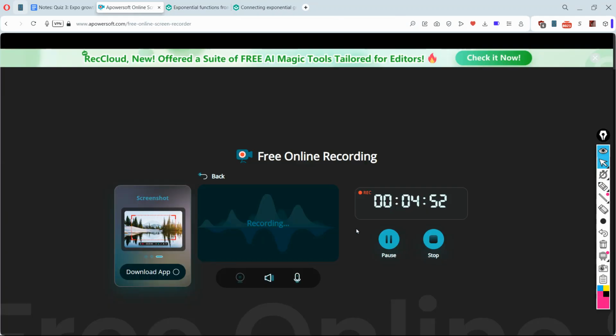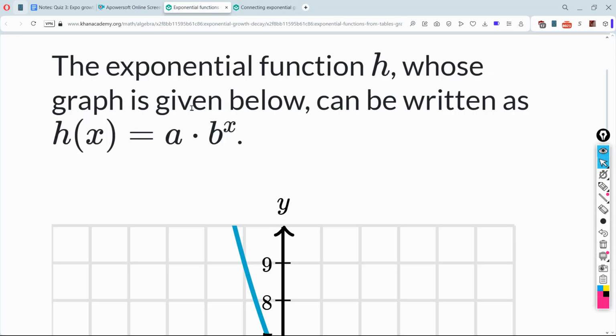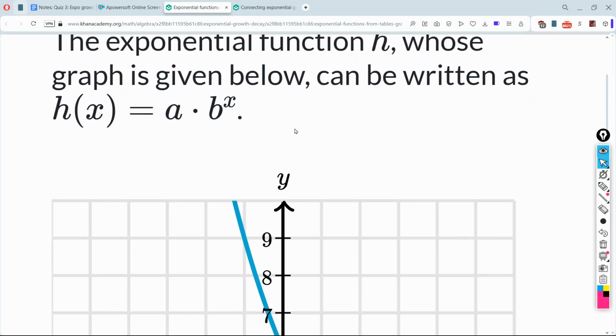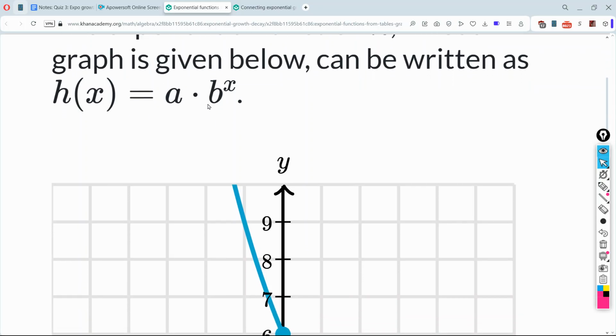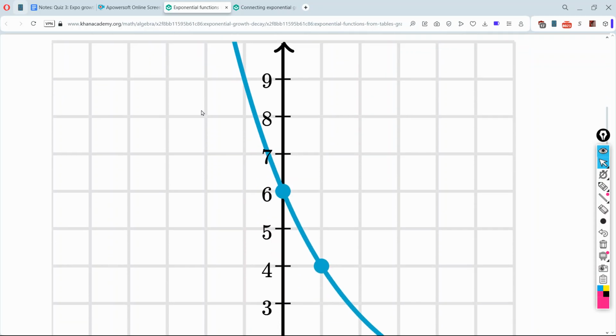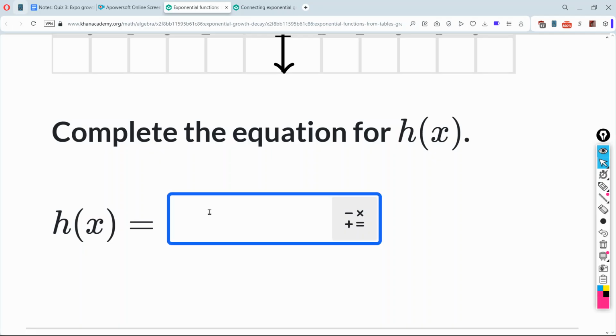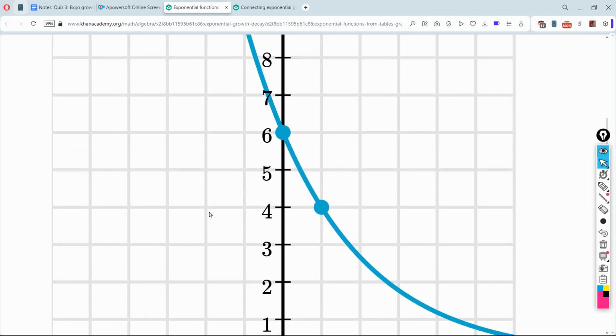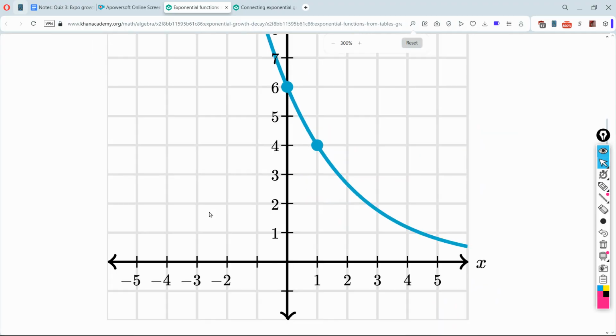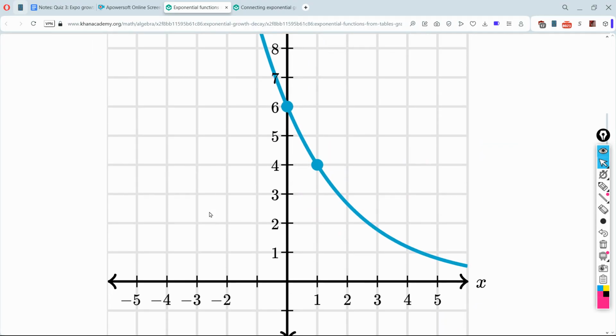All right, the function h, whose graph is given, can be written as h of x equals a times b to the x. Again, this is just y equals a times b to the x. So there's the function, and they want us to write the equation. As always, we're writing the equation in the form of y equals a times b to the x.